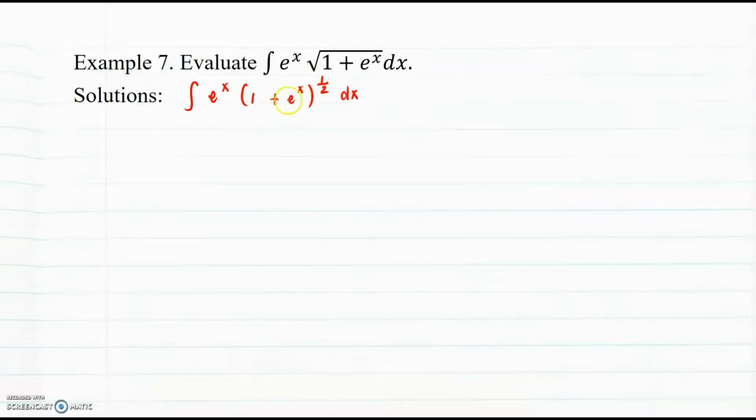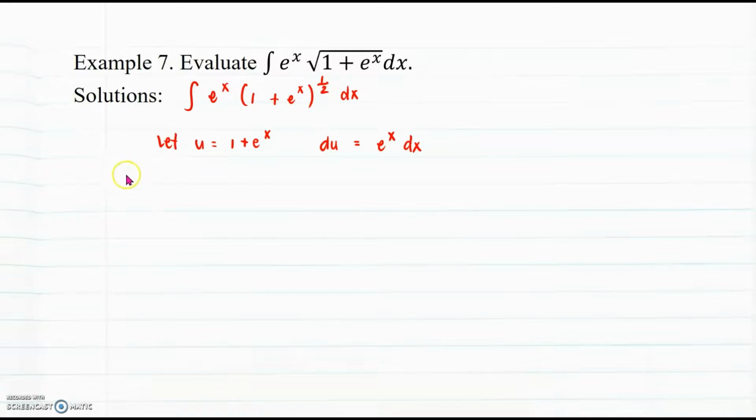In this case, we can easily identify our u, and we let u be equal to 1 plus e raised to x. Since u is equal to 1 plus e raised to x, the derivative of u, or du, is just equal to e raised to x dx. Now, inspecting our integrand, we can see that the integrand is written in the form g of x times g prime of x. So we can move on directly into finding our integral.